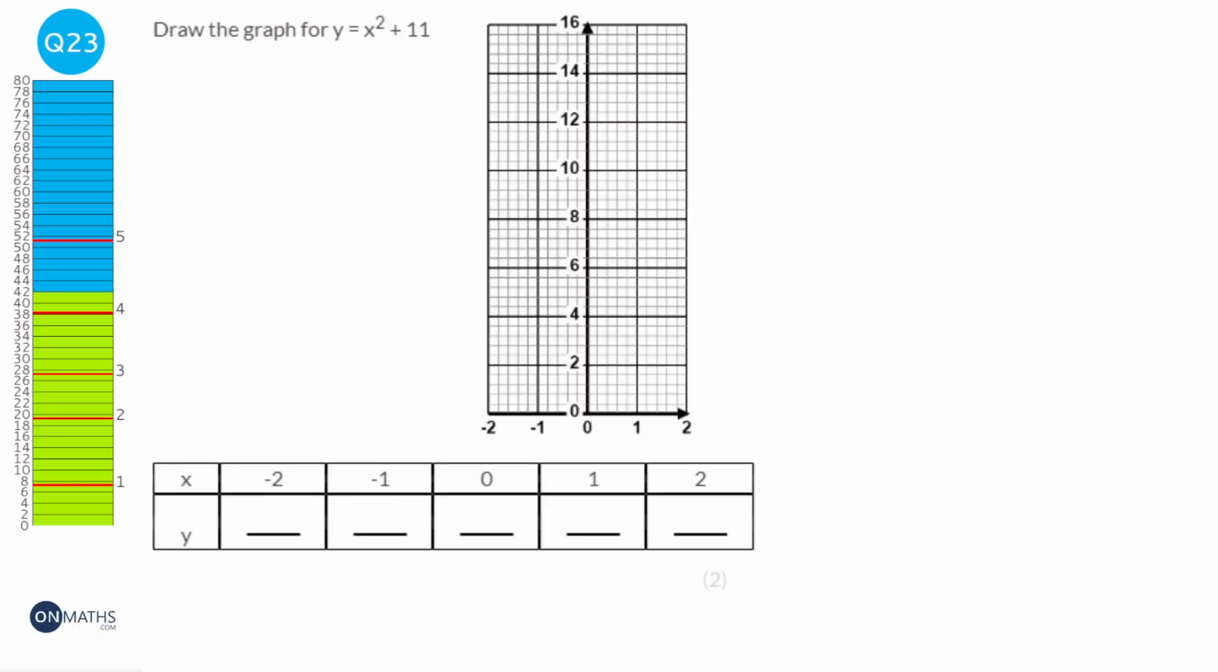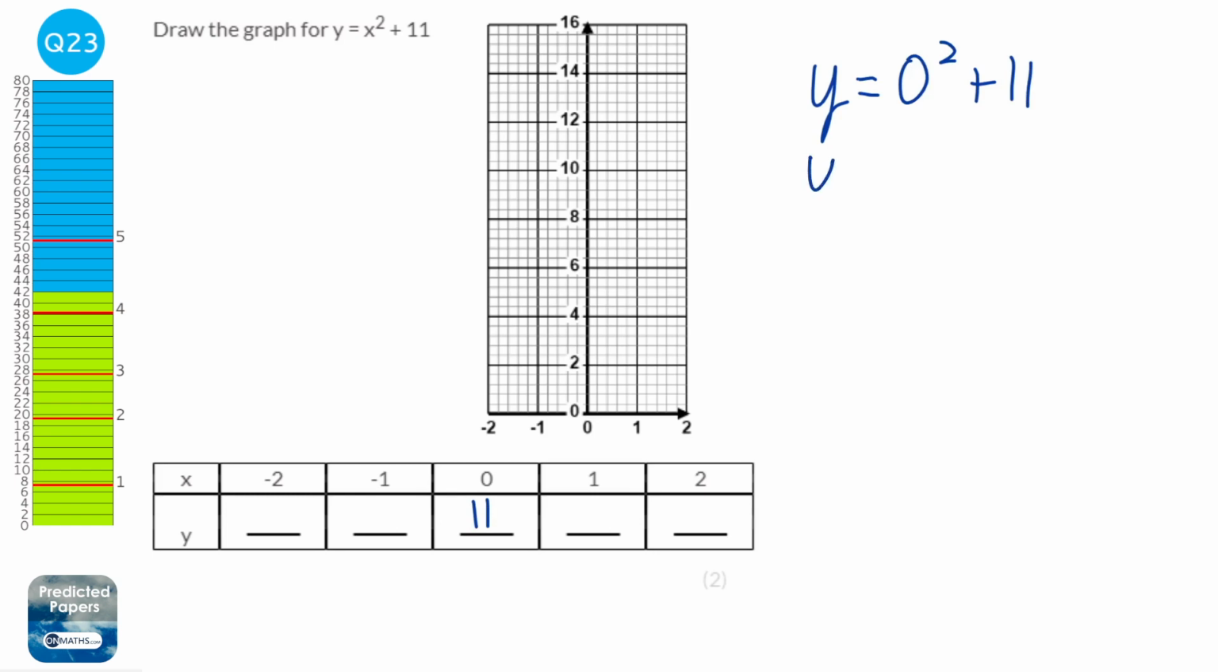To draw a quadratic graph, we want to find as many values as we can. Because it's a curve, with a straight line graph you only need 3 points. With a curve you need as many as you can get. And now we're actually given a table here to fill out. And so I'm going to start off with a 0 here. And here we want to substitute x equals 0 into our equation. So we've got y equals x squared plus 11. So it's y equals 0 squared plus 11. 0 squared is just 0, plus 11 is going to be 11.